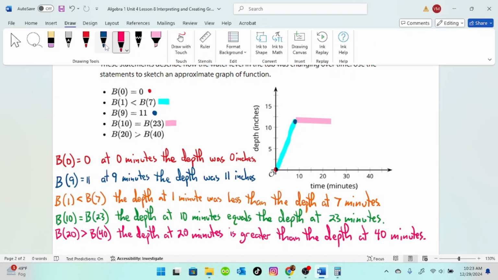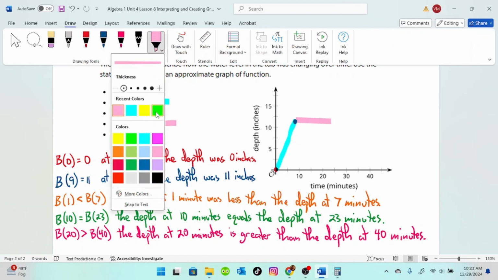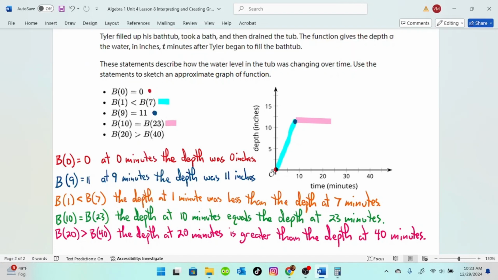So what I'm going to do for that is use a green highlighter line, and I'm simply going to say, okay, well, at 23 minutes, we started draining the tub. It emptied at 40 minutes. And now we can see that at 20 minutes, the tub was filled. Tyler was taking his bath. Then it was emptied after that. And at 40 minutes, the tub is empty. So the depth at 20 minutes is greater than the depth at 40 minutes, because at 20 minutes, the tub was full. And at 40 minutes, the tub was empty.